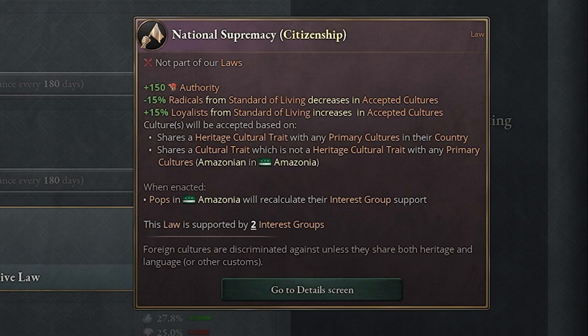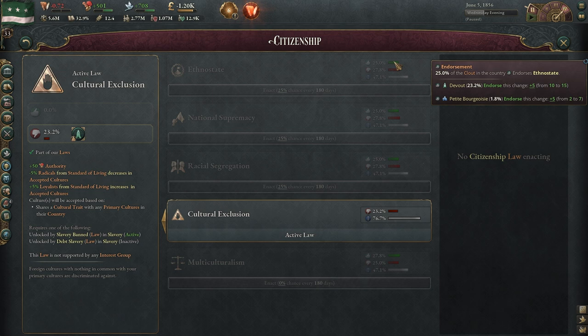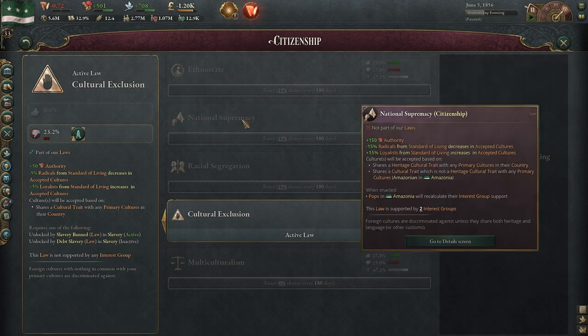So it's still very restrictive. Let's just put it that way. Finding another culture that fits this is going to be pretty rare. So really national supremacy isn't that big of a deal. And if you look, the interest groups here, devout and petite bourgeoisie, they're the same here. So these two are very similar. So I would almost, in my opinion, skip this one.